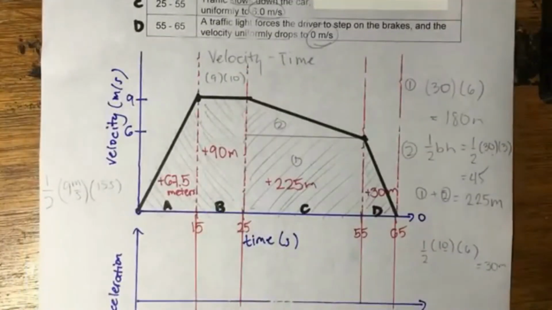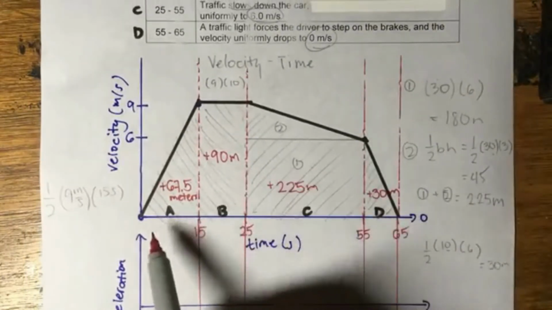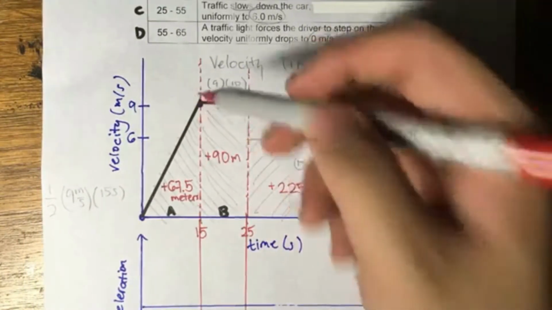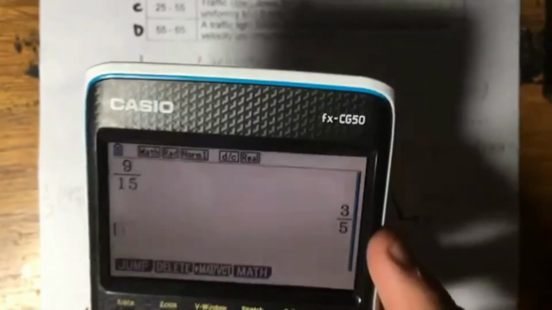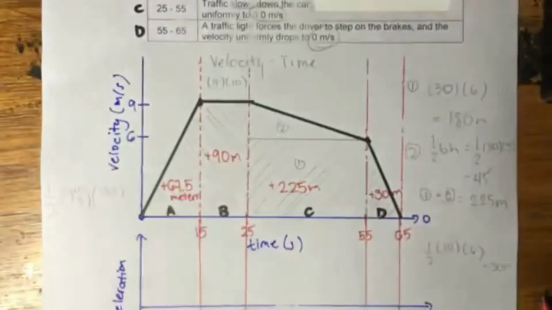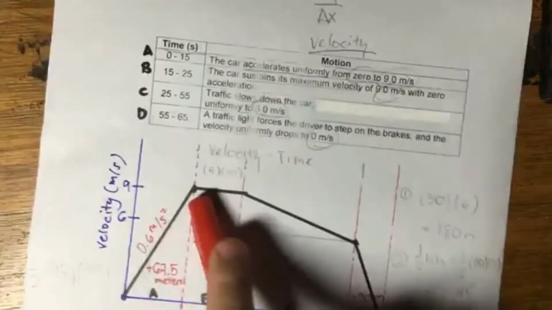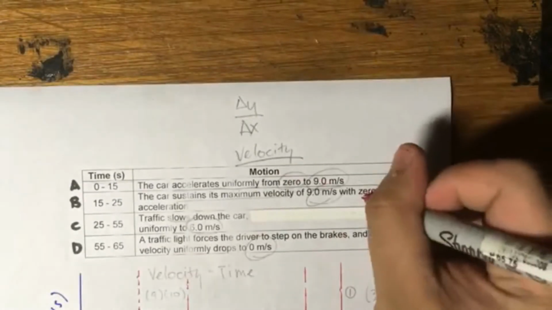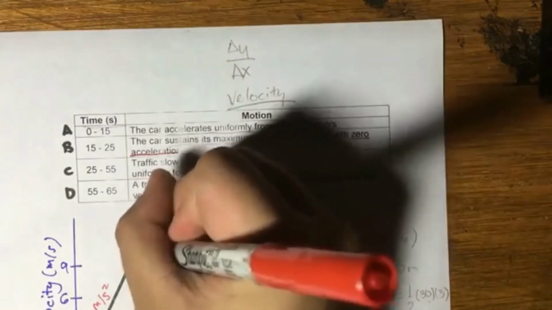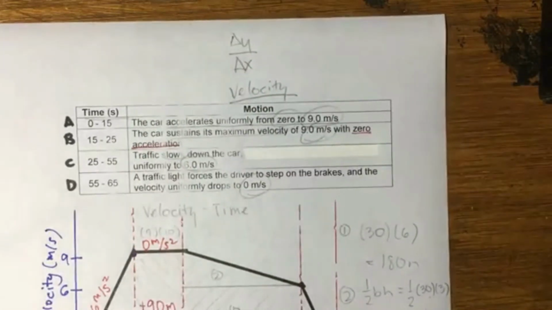Okay, so for the first bit, what is your rise? You rose 9 meters. What is your run? You ran 15 seconds. So your acceleration is 3 over 5 or 0.6. So 0.6 meters per second squared because it's acceleration. How about this? Again, if you are at a horizontal line, that means you are going at a constant speed with, as it says here, 0 acceleration. So your acceleration for this is simply 0 meters per second squared.